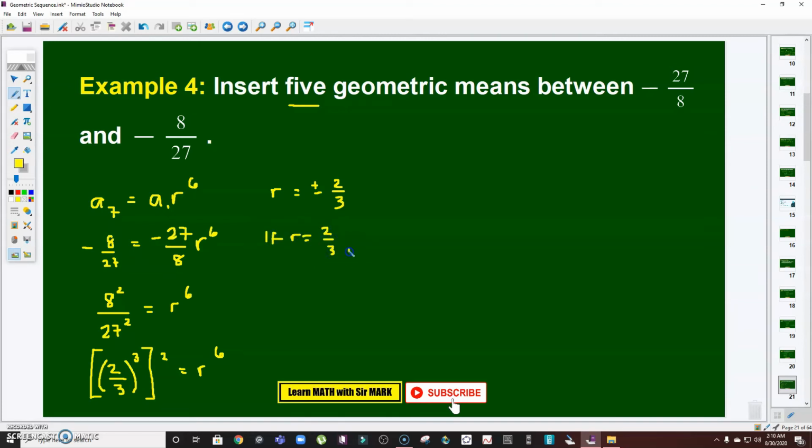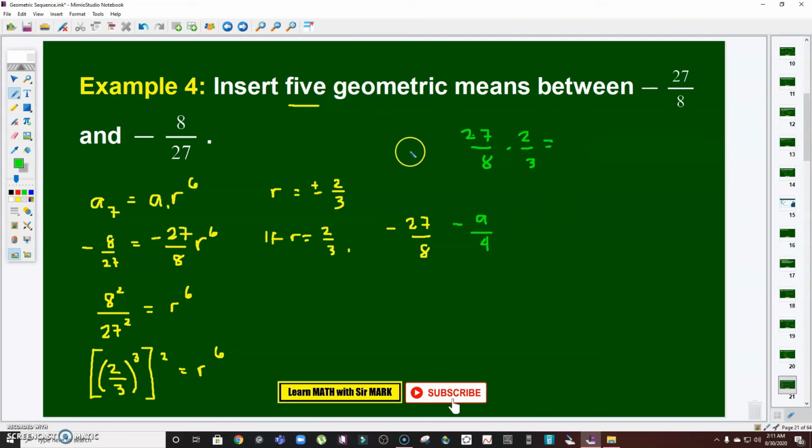Okay, so we have to insert 5 geometric means. Take note, our first term is negative 27 over 8. Multiply it by 2/3, positive. So, that will be negative. Let me write it here: 27 over 8 times 2/3. Okay, 27 over 3 cancels, that will be 9. My numerator will become 9, right? Then 2 over 8, that is 4. So, therefore, the first geometric mean is negative 9 over 4.